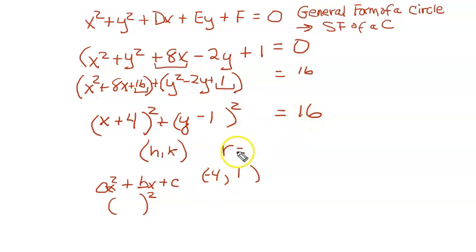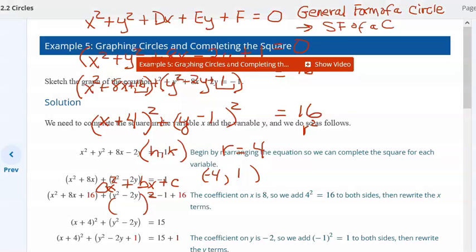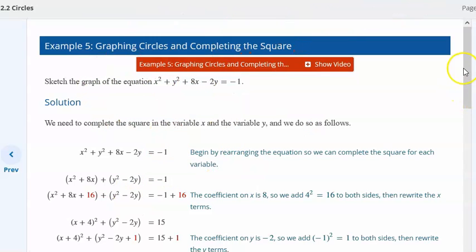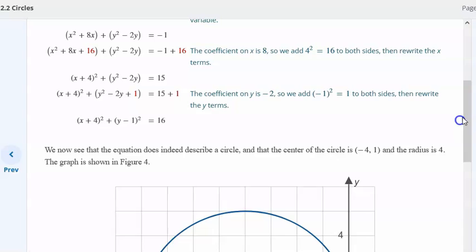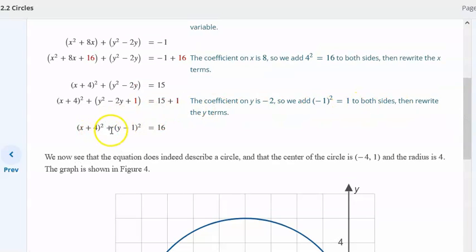But what is my r value? Remember that this is r squared. Well, we take the square root of 16 and we get 4. So there are my values. All right, now let's go back from the whiteboard, and let's see what they have here. I'll clear this up and we'll go down. Now they're showing you this in some detail. There's your 4, there's your 1, there's your 16.